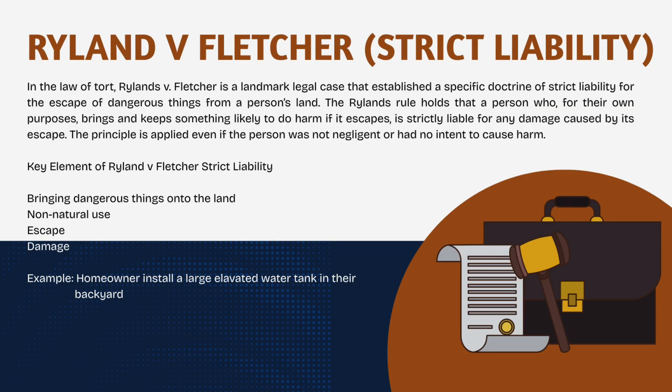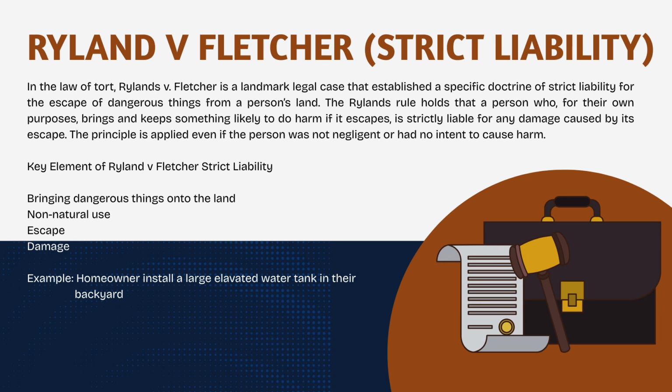Rylands vs. Fletcher is a famous case back in 1868. What is this? In the law of tort, Rylands vs. Fletcher is a landmark legal case that established a specific doctrine of strict liability for the escape of dangerous things from a person's land. The Rylands rule holds that a person who, for their own purpose, brings and keeps something likely to do harm if it escapes is strictly liable for any damage caused by its escape. The principle is applied even if the person was not negligent or had no intent to cause harm.